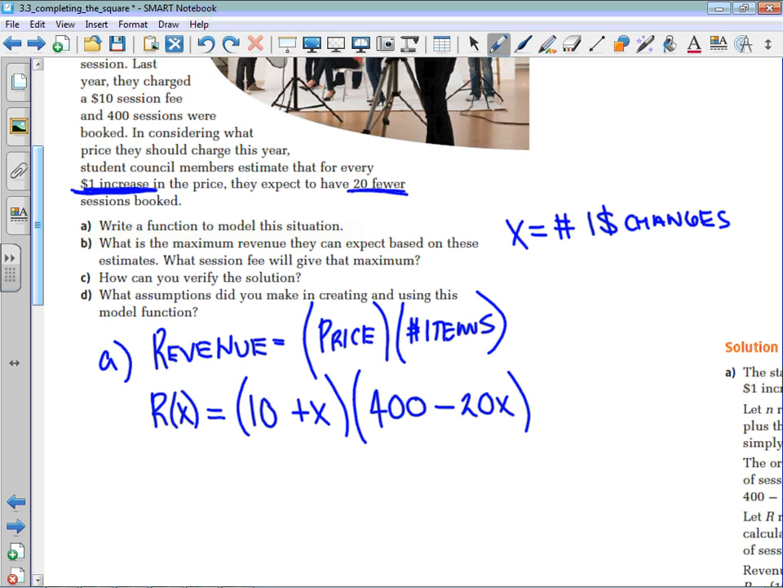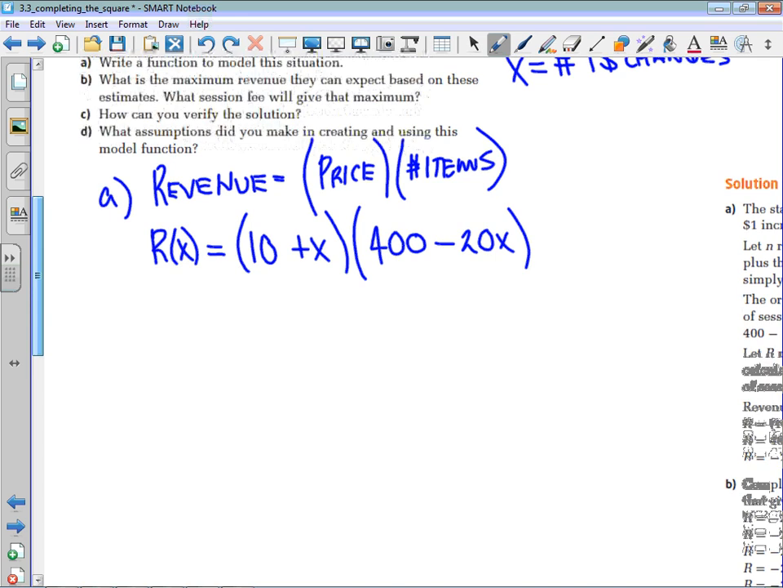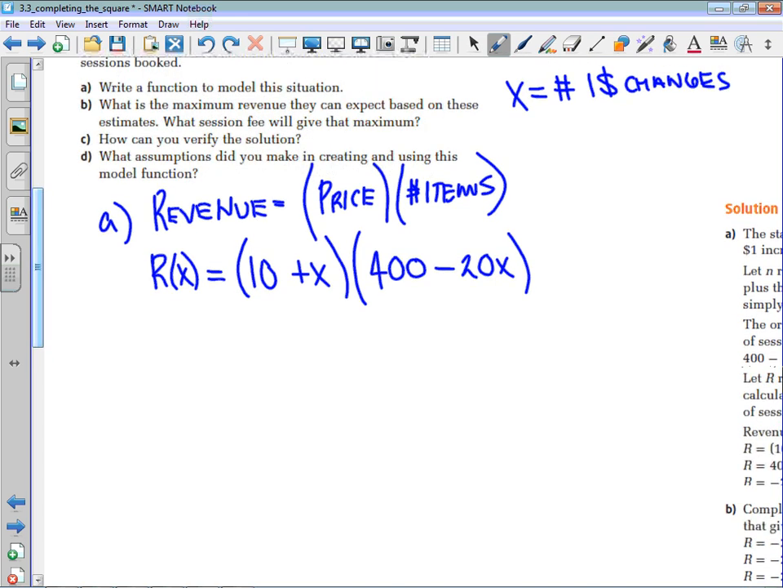And the next part, it says for B, what is the maximum revenue they can expect based on these estimates? And then what session fee, what price basically, will give that maximum? Now, in order to do that, we are going to use the 3.3 technique, which is completing the square. In order to complete the square, I need to have this in standard form, so I need to expand it. I'm going to do that with the distributive property.